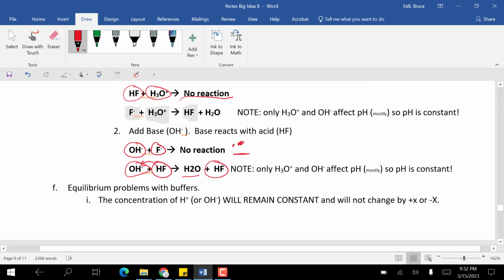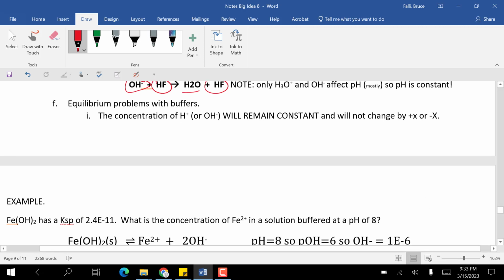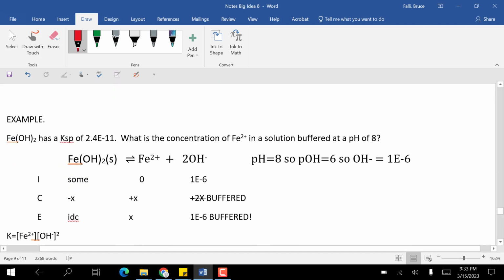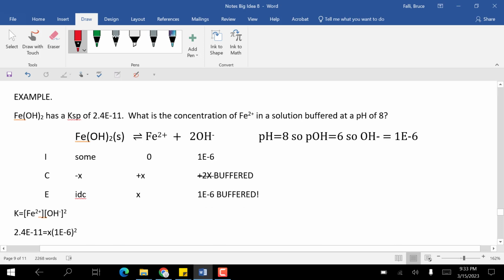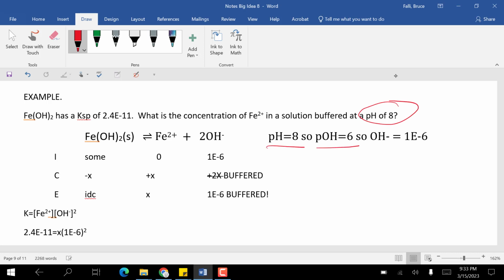Okay. Equilibrium problems with buffers. So this was actually in the last big idea, but I like it here a lot better. The concentration of H positive or OH negative will remain constant and will not change by X or minus X in an ICE diagram. So Fe(OH)2 has a Ksp of 2.4 E negative 11. What is the concentration of an Fe plus 2 solution if it's buffered at a pH of 8? So pH is 8, so pOH is 6, so OH negative is 1 E negative 6.